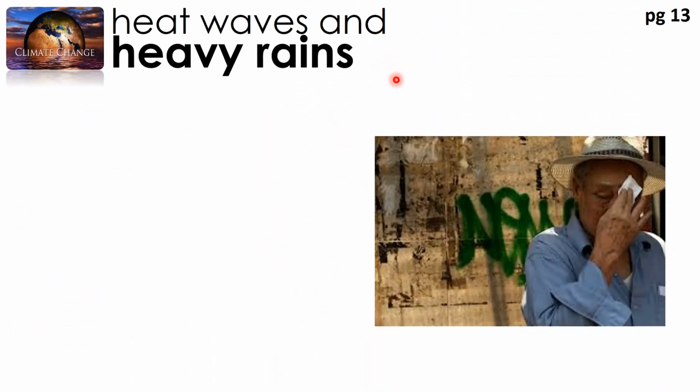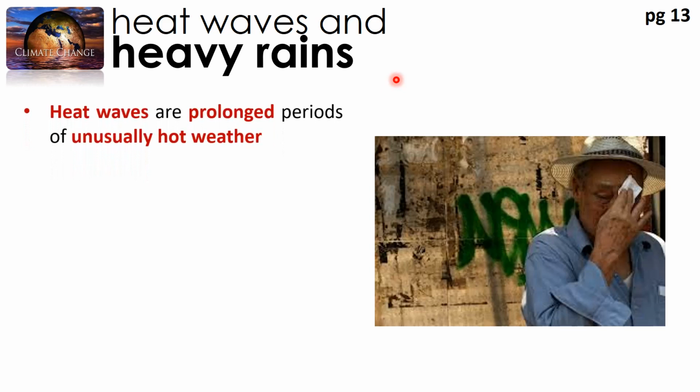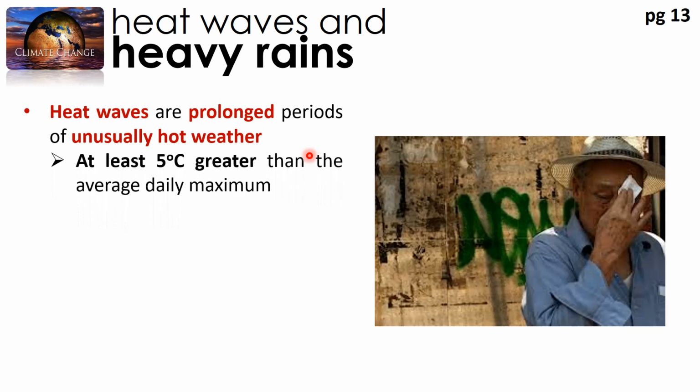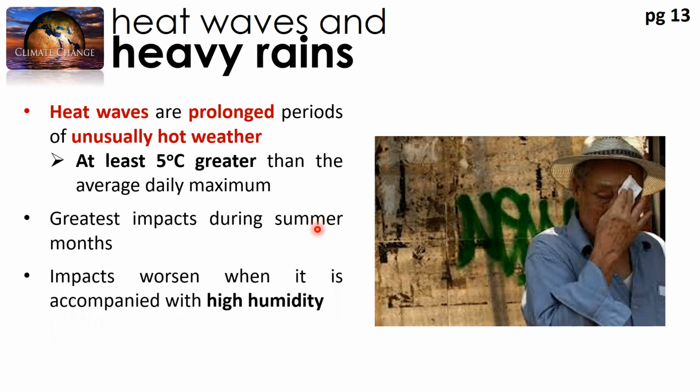Next, global warming will also cause more heat waves and heavy rains. Okay, what are heat waves? Heat waves are prolonged periods of unusually hot weather, at least 5 degrees Celsius greater than the average daily minimum. Okay, and they have the greatest impacts during summer months. Right, and the impact is worsened when it is accompanied with high humidity.